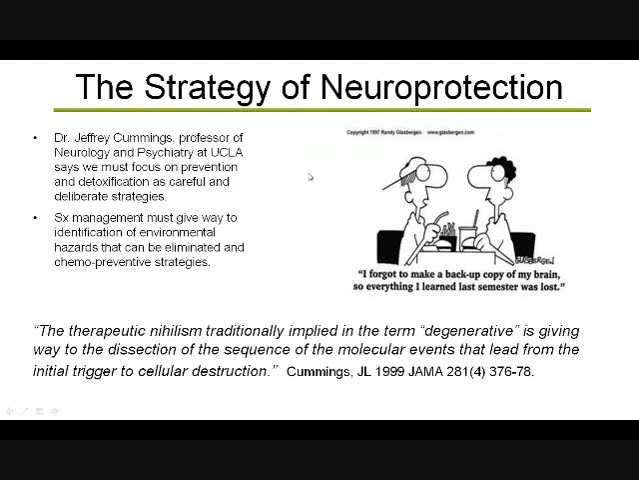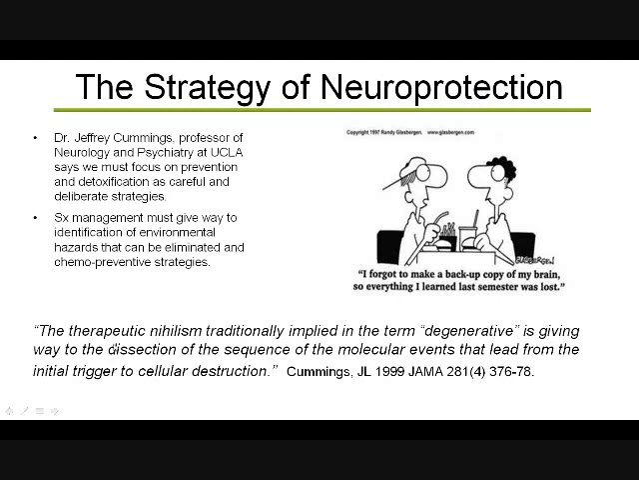And remember this strategy of neuroprotection. This happens to me all the time. I forgot to make a backup copy of my brain, so everything I learned last semester was lost. We could change that to yesterday or sometimes this morning or whatever, but you know what I mean. So Dr. Cummings at UCLA says we focus on prevention and detoxification as deliberate strategies to protect our nerves and brain.